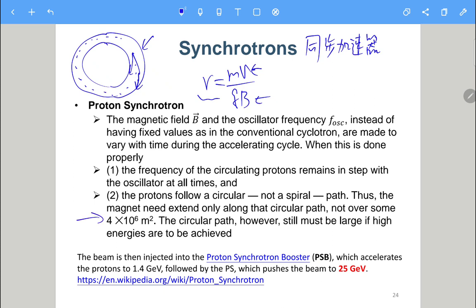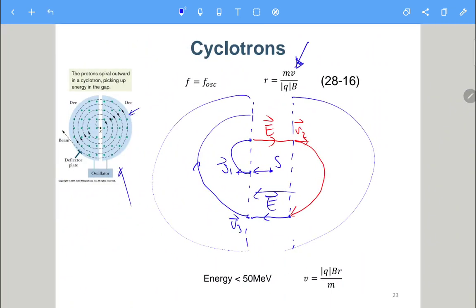So you can imagine this is 4 times 10 to the 6 meter squared. If you just take the square root of it, it will be like 2 kilometers. And of course, you say pi r squared, which is the area of the circle. So maybe you just divide it by pi, which is around 1 times 10 to the 6, and then take the square root, which will be 1 kilometer. This means that the radius of this synchrotron will be 1 kilometer.